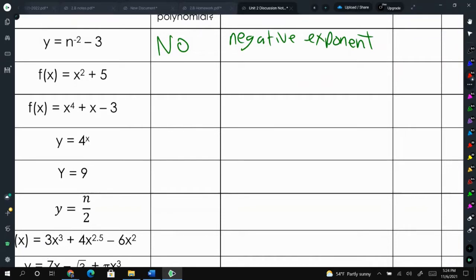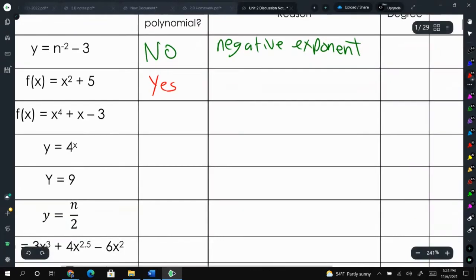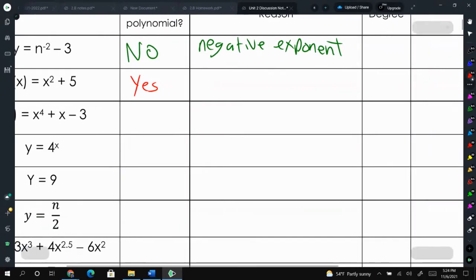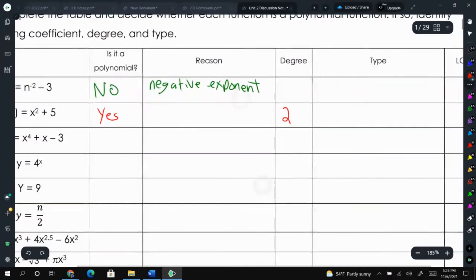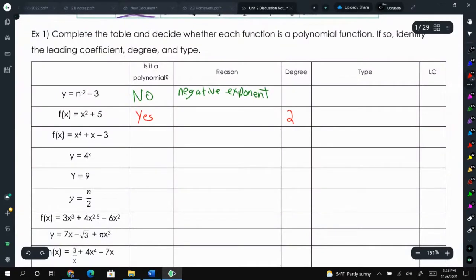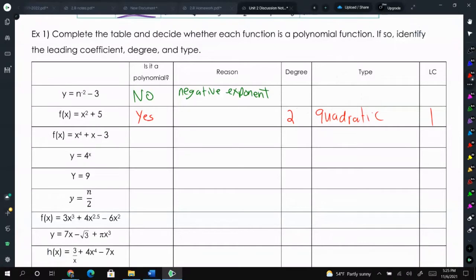Now, f of x equals x squared plus 5. Yes, that is a polynomial. That is a quadratic. We don't have any of those issues that we had previously. The degree, this is a second degree polynomial because x squared is the biggest exponent. The type, well, this is a quadratic, as I said. And the leading coefficient is 1. Remember, we have that invisible 1 out in front.